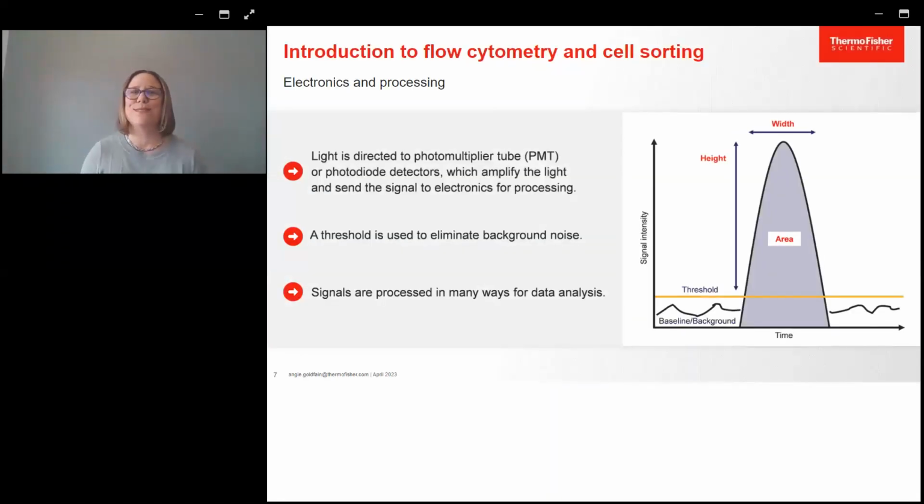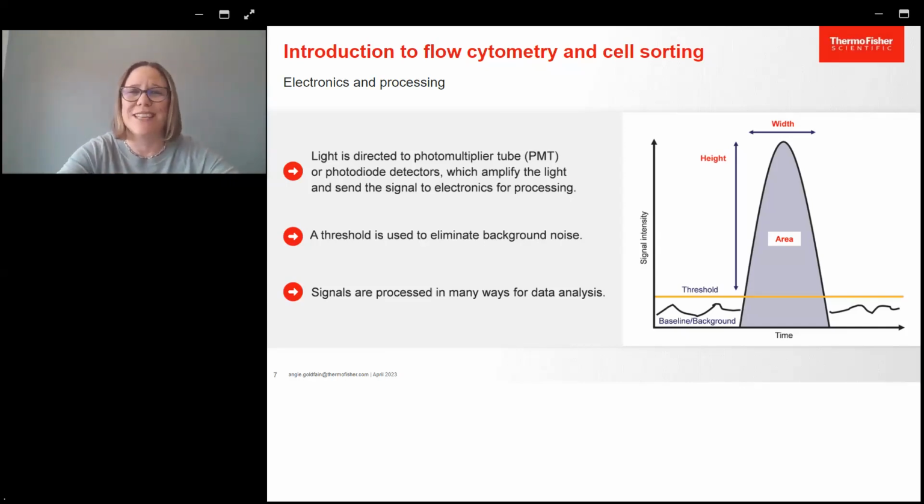So what happens once the light's been separated? I said it goes to the detectors, which can be PMTs, photomultiplier tubes, photodiodes, or other types of up-and-coming detectors. What those detectors do is amplify the light and send it to the electronics for processing. So the electronics take that signal coming from the detector and process it in several different ways.